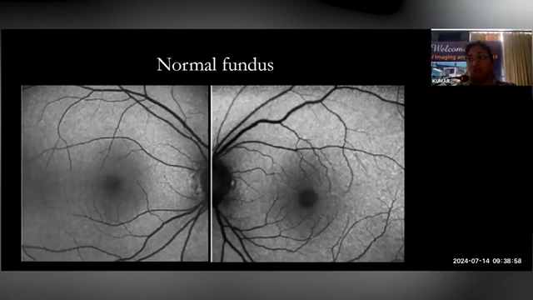So, an idea of the normal fundus autofluorescence: the optic disc and the vessels are seen as hypoautofluorescent because they don't have any fluorophores. There's a subtle hypoautofluorescence at the fovea as compared to the rest of the retina.